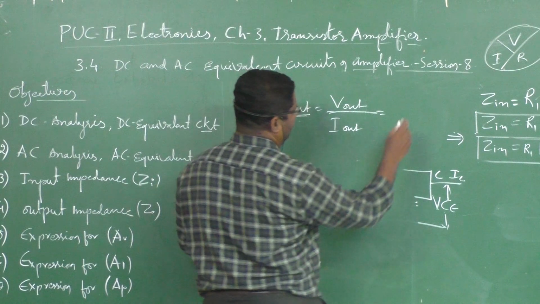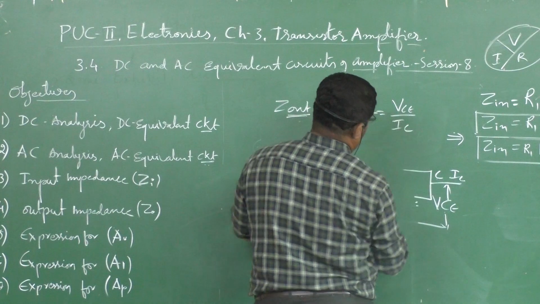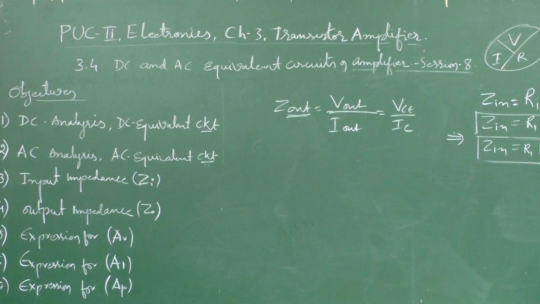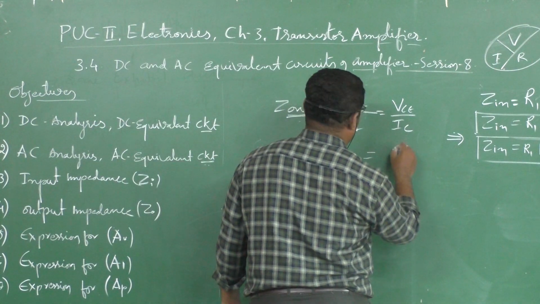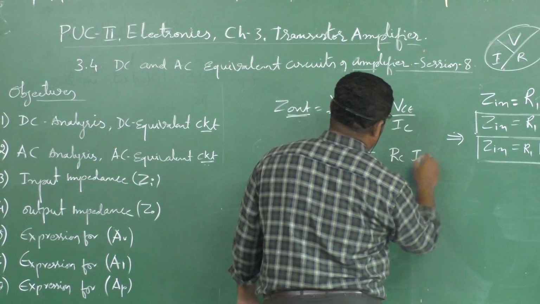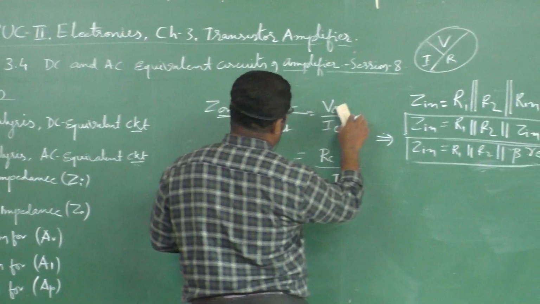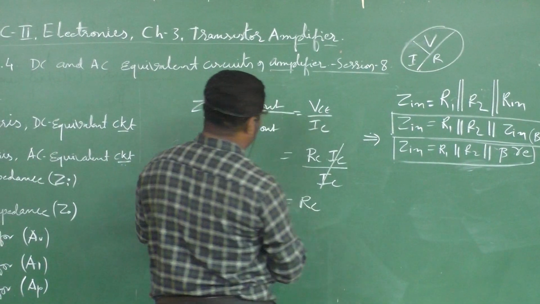Output voltage and output current. So output voltage is nothing but VCE divided by IC. Okay, VCE divided by IC, like that we can write. Or that voltage we don't have, but what we can write is RC into IC divided by IC. And when we calculate the voltage across VC and remove this, we will get this RC.